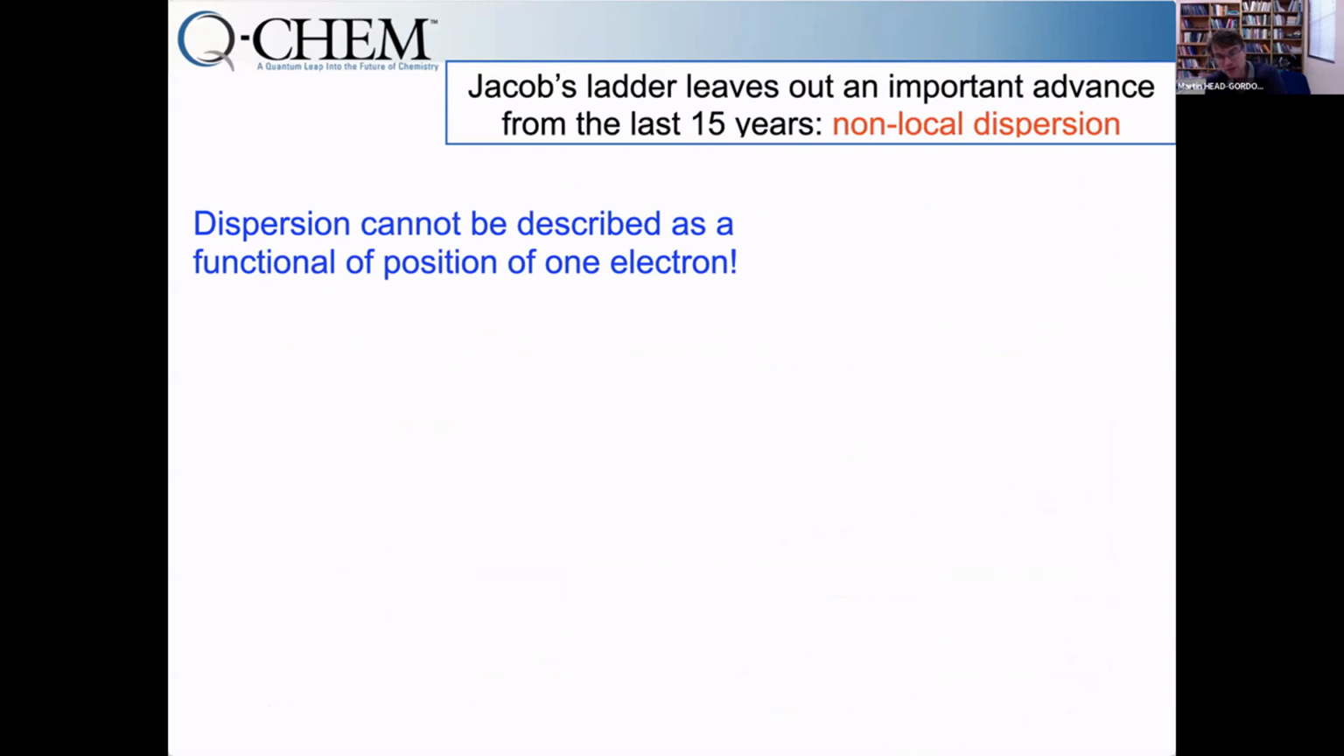What are the other errors that are evident on Jacob's ladder? Well, one is something that's left out, and that is non-local dispersion. So dispersion is the weak, uniform, attractive background that causes all matter to want to stick together. And a dispersion interaction cannot be described as a functional of the position of just one electron. By definition, it's a density-density correlation at long distance. So Jacob's ladder was not designed with the idea of being dispersion aware, so it sort of then needs to be grafted on.